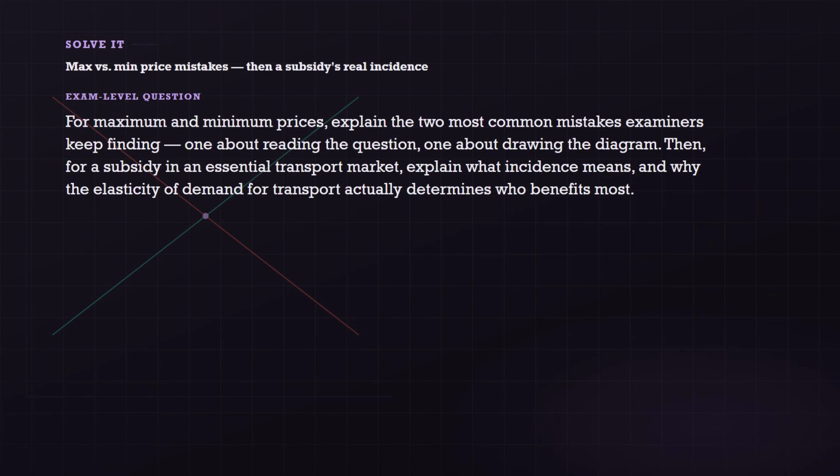Here is your exam-level question. For maximum and minimum prices, explain the 2 most common mistakes examiners keep finding. One about reading the question, one about drawing the diagram. Then, for a subsidy in an essential transport market, explain what incidence means and why the elasticity of demand for transport actually determines who benefits most.